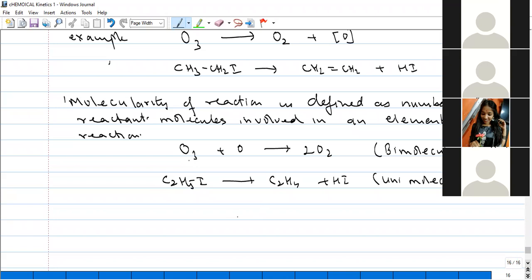If we take this one, 2NO2 gives you 2NO plus O2.